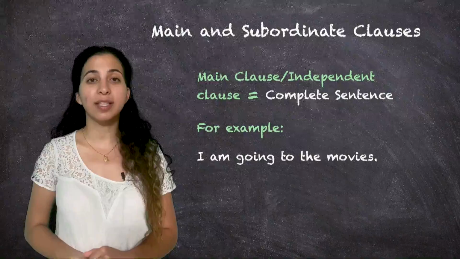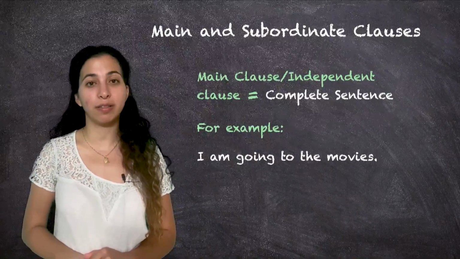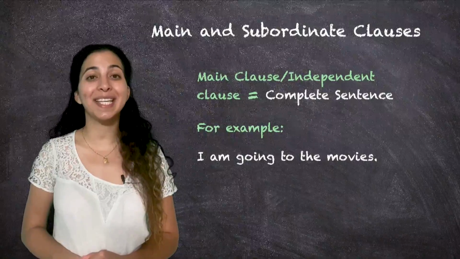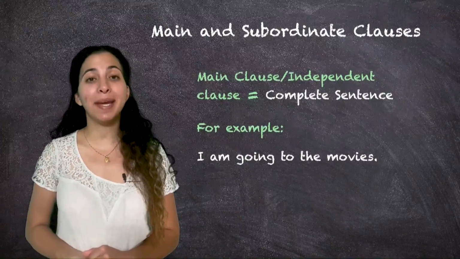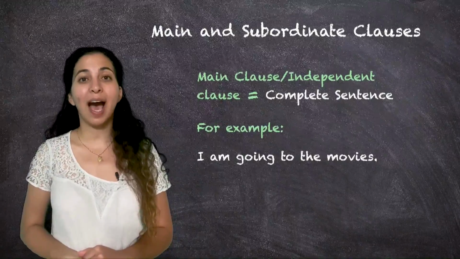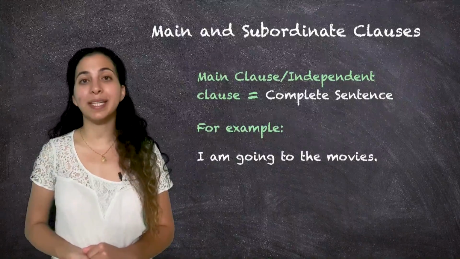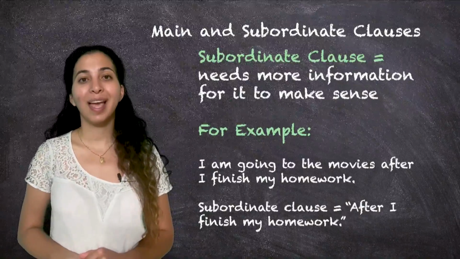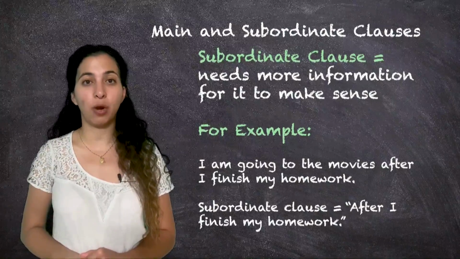A clause that forms a complete sentence is a main clause, also known as an independent clause. It's called independent because it makes sense on its own. You can understand I'm going to the movies because there is no missing information. I can also say I'm going to the movies after I finish my homework.